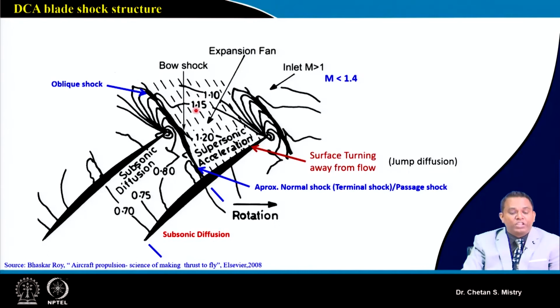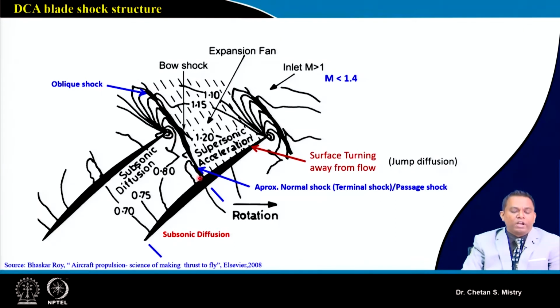And once it reaches or moves towards this location, what we call the passage shock, or we can say the normal shock location, we will have a change of property. Change of property in the sense that the flow will be converted to subsonic downstream. So here we have supersonic flow, and downstream of that we have subsonic flow. This brings a sudden jump of pressure. Sometimes people define this kind of diffusion as jump diffusion.